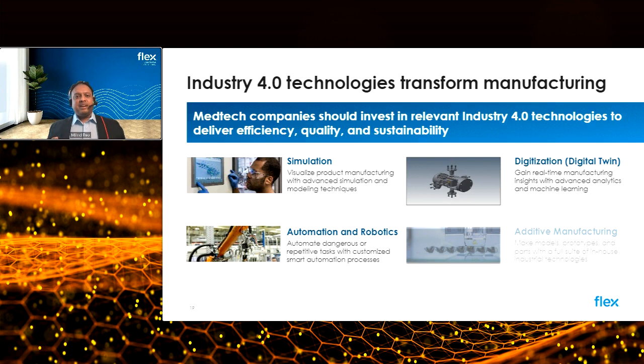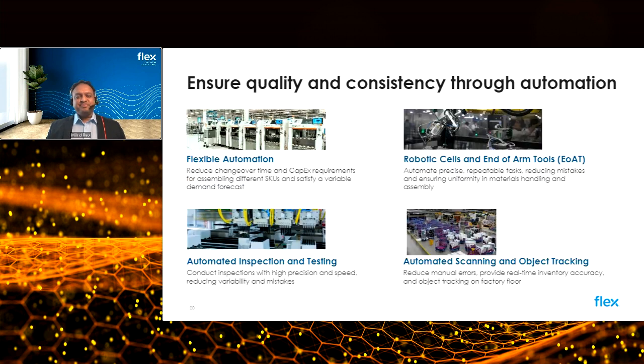At the end of the day, we use all these technologies keeping 3 big things in mind. Like you can see on the title, it's all about efficiency. It's all about quality. And how do we do all this and make products that are sustainable? So just keep thinking about these topics while you go through your simulation, digitization, and your implementation of automation and robotics.